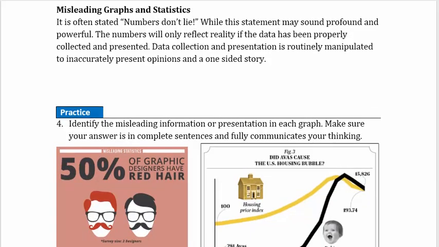Okay, I talked about this a little bit before, but misleading graphs and statistics. This is something that happens all the time, and I think once we look at a few of these graphs and learn about ways in which people use graphs and statistics to present misleading information, you'll find this stuff happening all over in your life. So this is an important concept so you can try to look through the BS and see what the truth is here. So, misleading graphs and statistics. It's often stated that numbers don't lie.